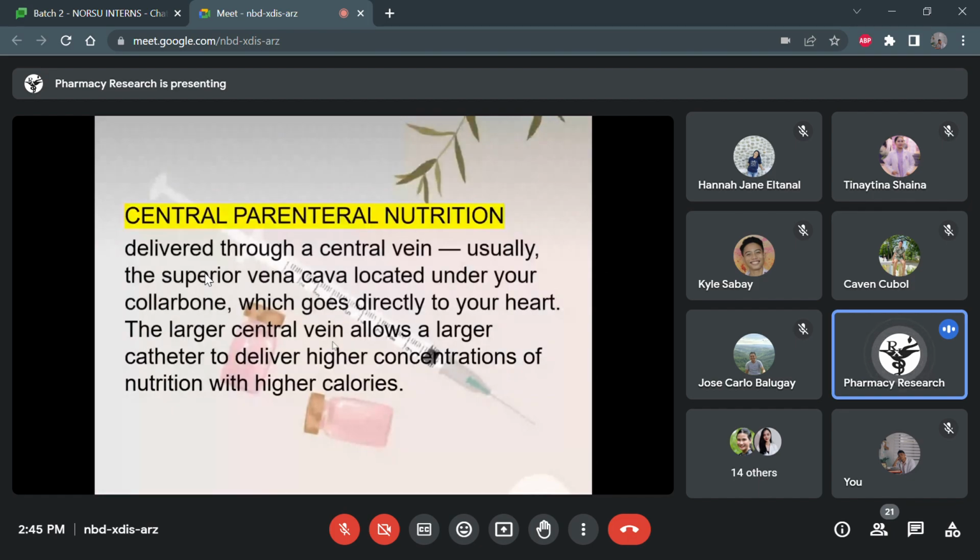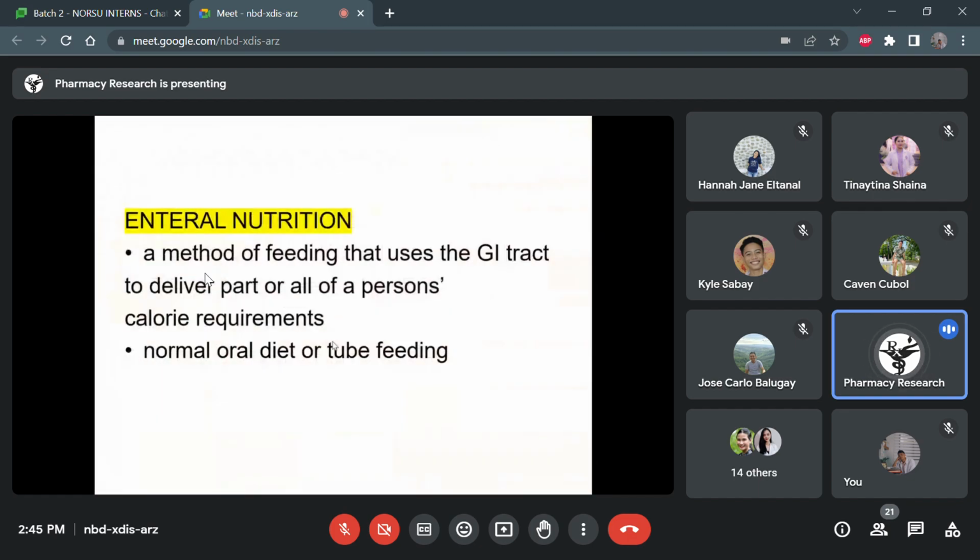Next is enteral nutrition. It is a method of feeding that uses the GI tract to deliver part of or all of a person's calorie requirement, normal diet or tube feeding. So, kani sa tiyanan na ang enteral nutrition.